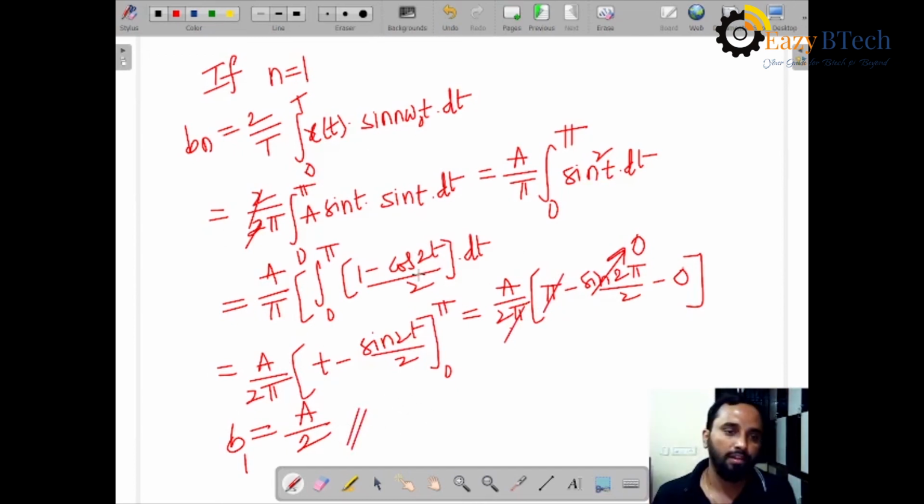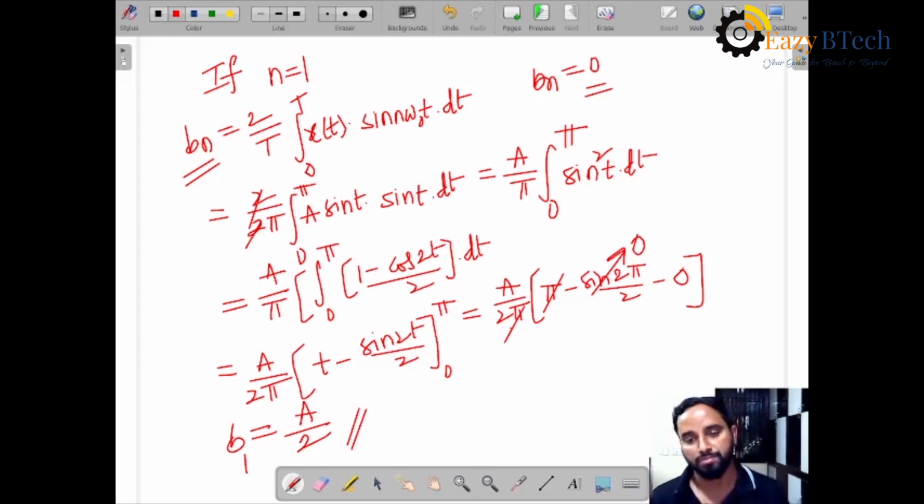Okay, bn is 0 actually, but for n equal to 1 we are getting the situation 0 by 0 which is undefined. That is why we are finding the actual value of b1 using the same bn formula. Okay, right? So this is the way of doing Fourier series problems, right?